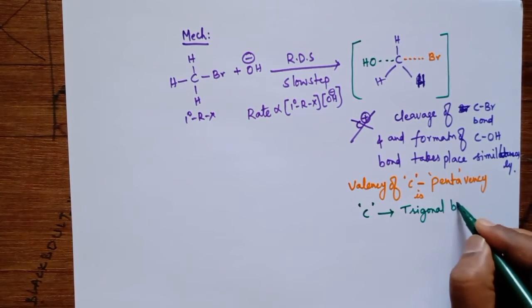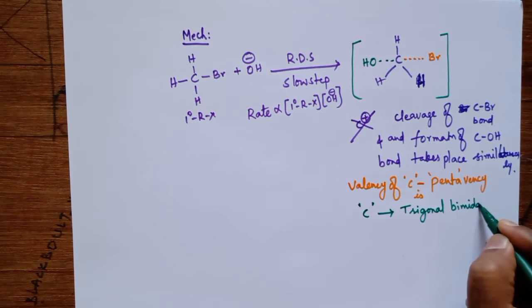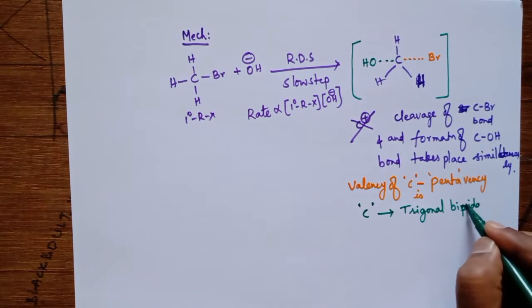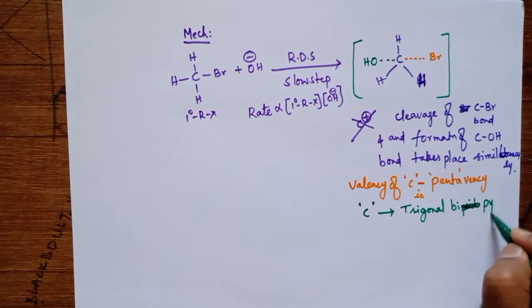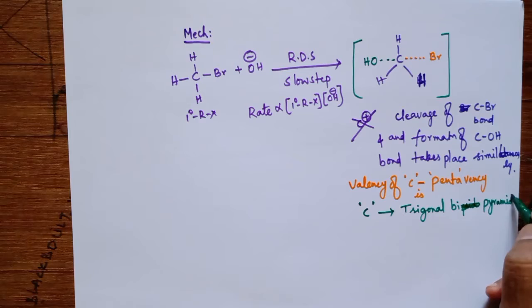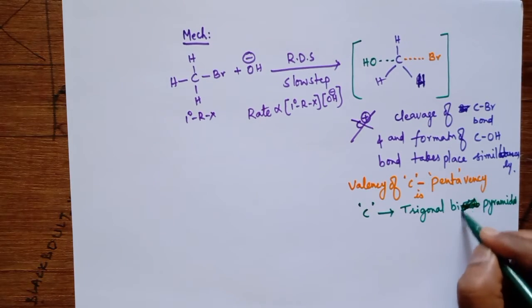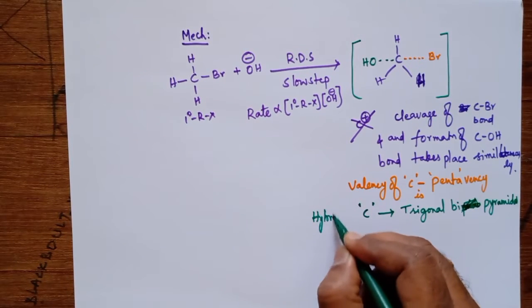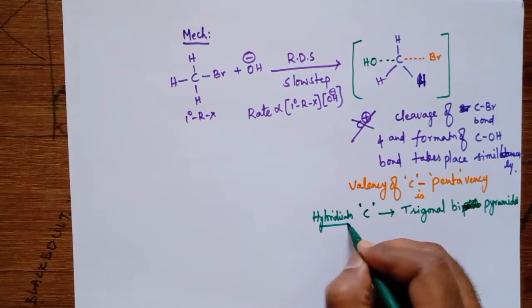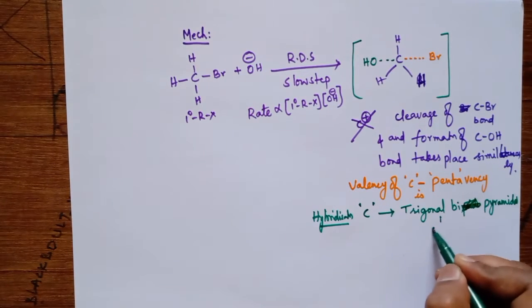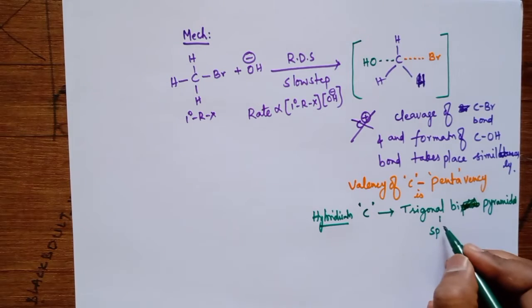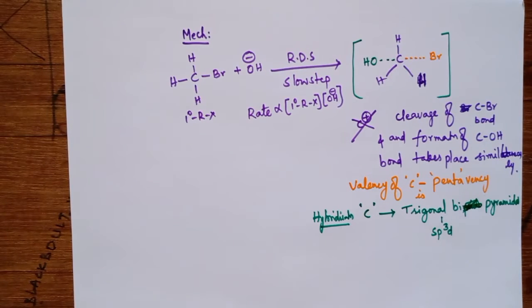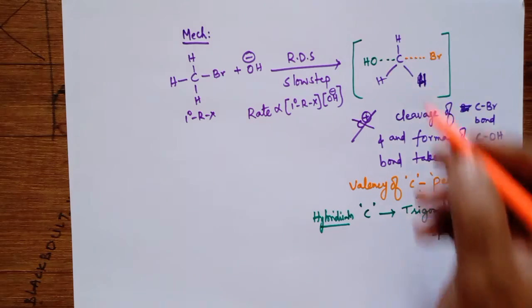Trigonal bipyramidal. So what is a trigonal bipyramidal hybridization? Carbon hybridization. So this trigonal bipyramidal is sp3d, right? So how does it look?